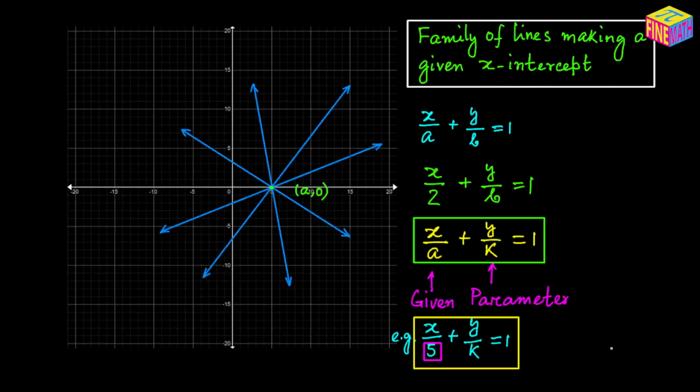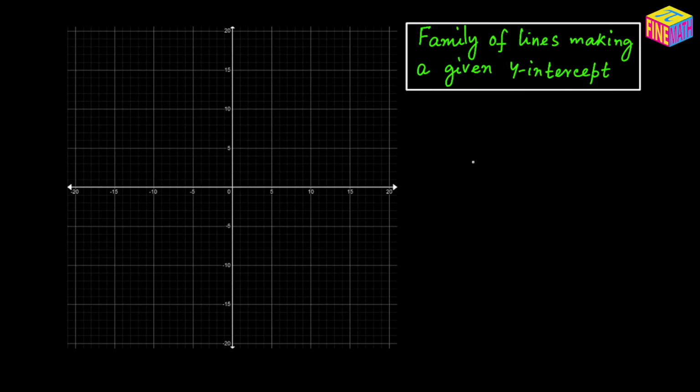By changing the value of k, we can draw all these possible straight lines that will be going through the point 5 comma 0. In this particular example, the x-intercept is at 5 comma 0, so by changing the value of k, we can come up with the equation of all possible straight lines that will be going through the point 5 comma 0. And similarly, if we talk about a family of lines making a given y-intercept, then what would be the form of the equation of those straight lines?